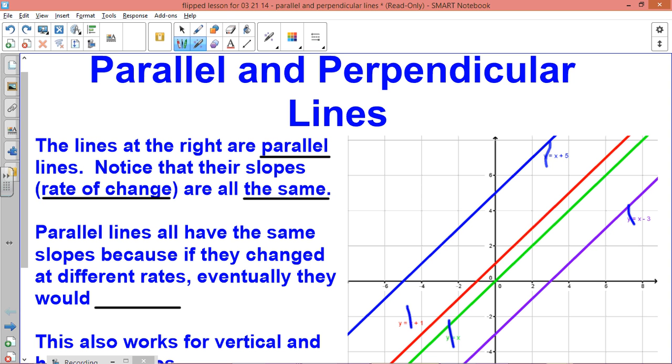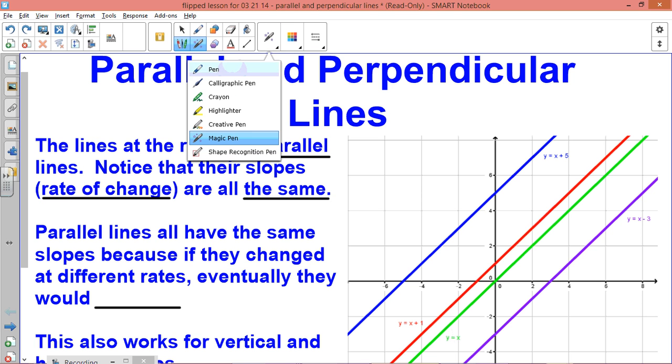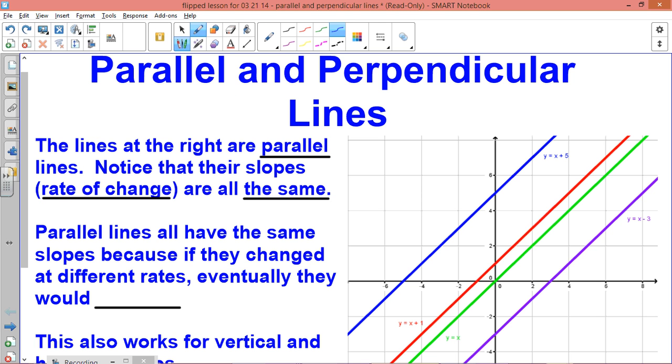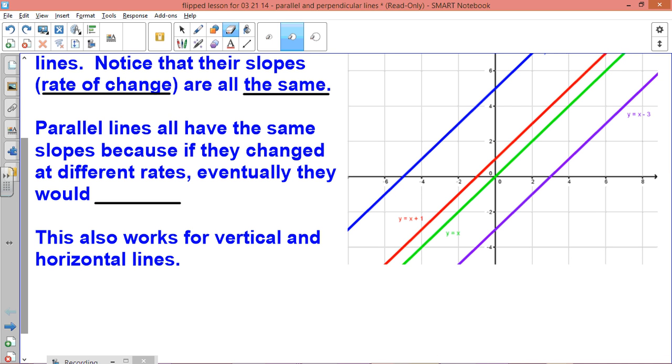Well, that makes sense for parallel lines, because if they didn't have the same slope, they would have a different rate of change. So if, say, the blue line went up 2 over 2, and say the red line went up 3 over 2, then eventually these two lines would intersect. We don't want that, because we want them to be parallel, so they're going to have to have the same slope. And the answer to that next one was because eventually they would intersect.